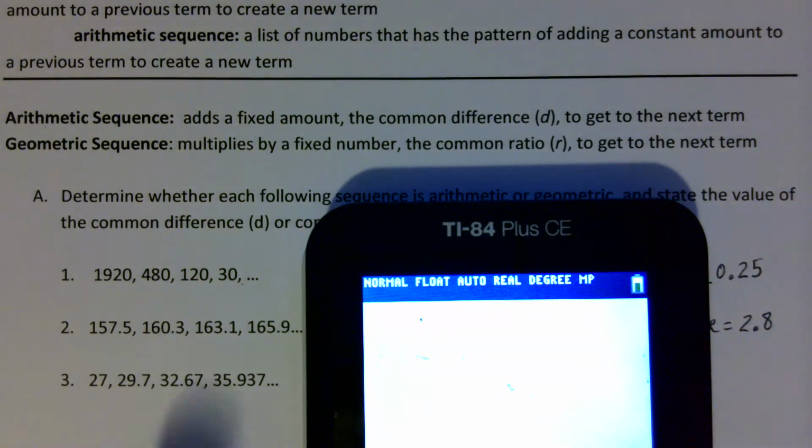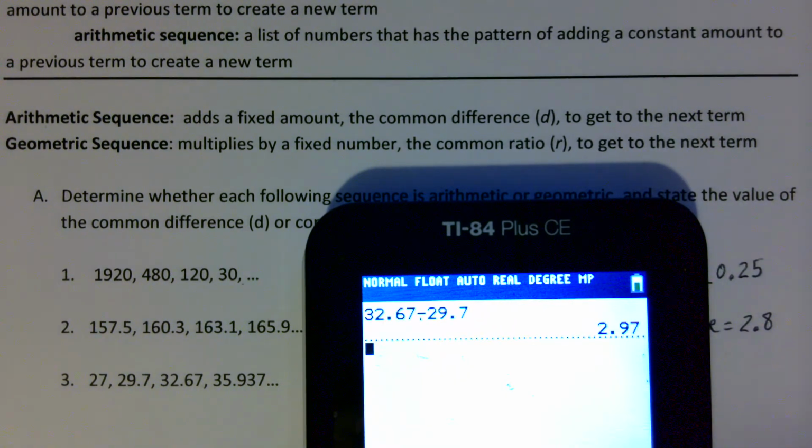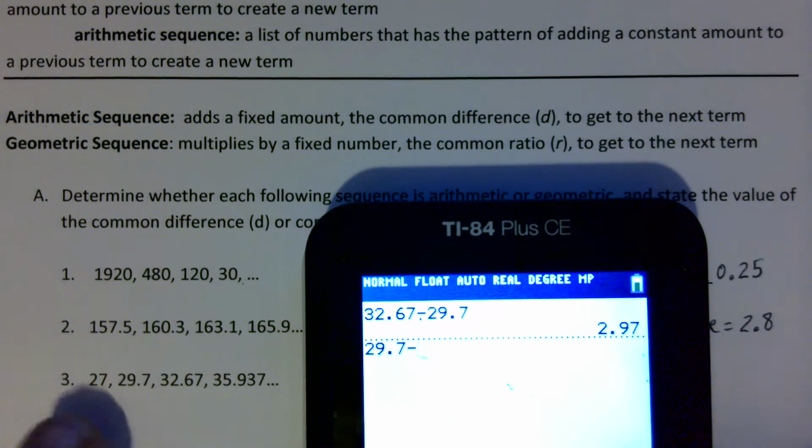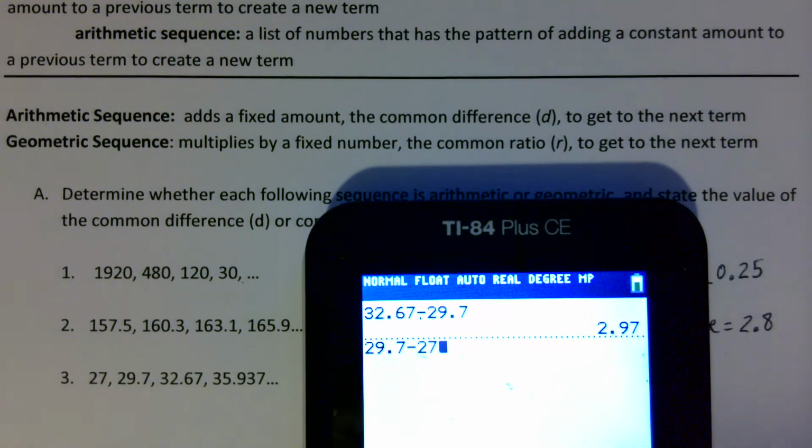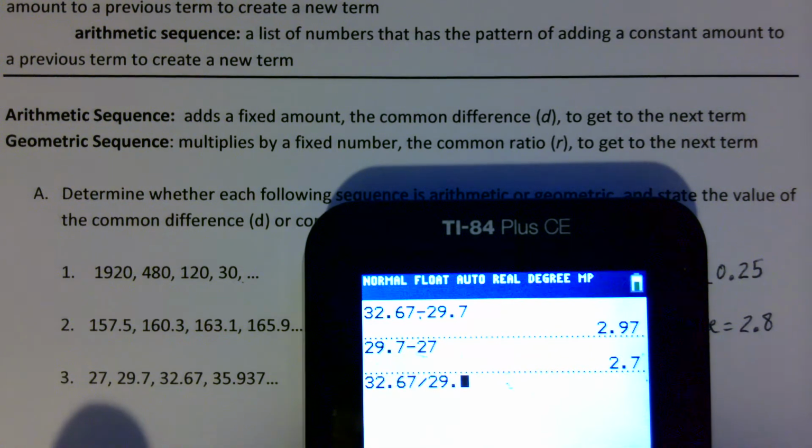I'll take any number, 32.67. I subtract the previous one, 29.7, and I get 2.97. If this is arithmetic, if I pick another term to start with, say 29.7, and I subtract the previous term, I should still get 2.97. And I do not. So that is definitely not arithmetic. Let's try geometric. I'll pick any term. So again, we'll start with 32.67. And I divide by the previous term, 29.7, and that's 1.1.